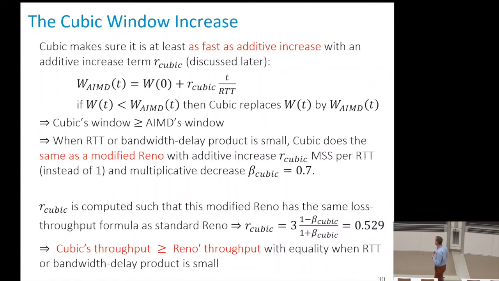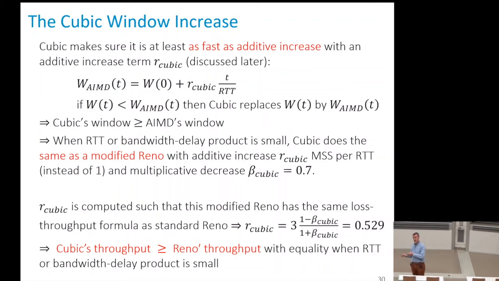I skip the details. If you do that, you find that it's completely possible. You should increase by this quantity, which is 0.529, so 50% of MSS per round-trip time. TCP-Reno increases 1 packet per round-trip time, and divides by 2 when there is a loss. If you want to modify this and obtain the same loss throughput formula, if you multiply by 0.7 when there is a loss, you need to compensate for this by having a smaller additive increase. You reduce less when there is a loss, so you should increase less.